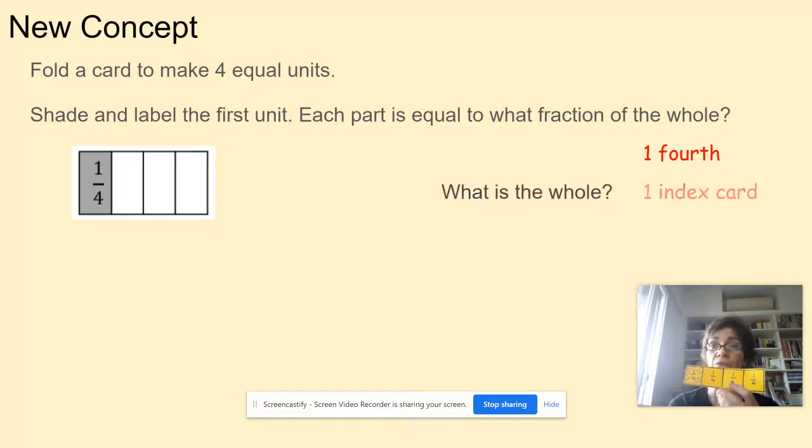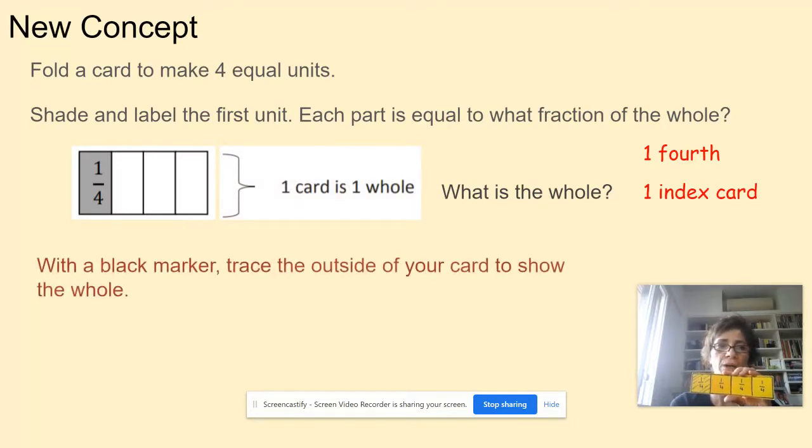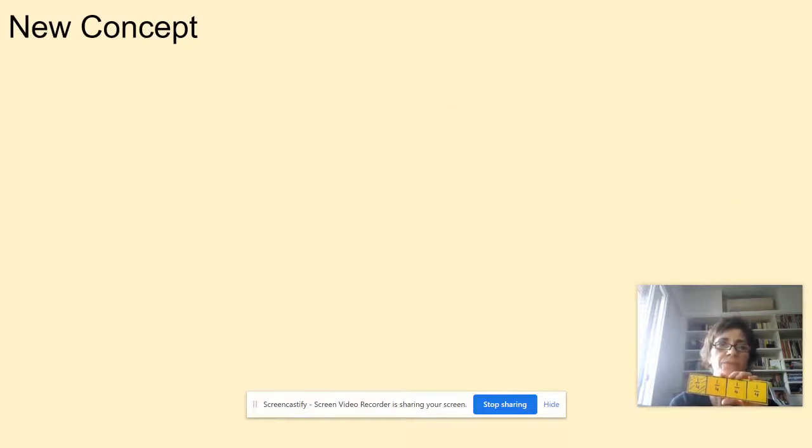What is the whole? The whole card. Okay, it's not an index card, but anyway, the whole strip is the whole. So one card is the whole, and I divided it into 4 equal parts. Now, with a black marker, trace the outside of your card to show the whole. I already did this with this black marker. I traced around to show the whole. Now you're going to understand why.